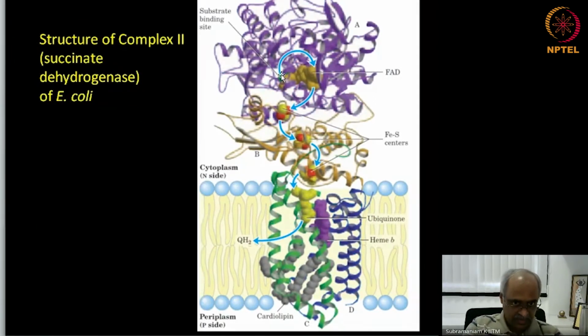So this is the electron flow diagram in complex 2. Complex 2 essentially transfers the electron from succinate to ubiquinone, reducing it into QH2. Complex 1 did a similar thing from NADH to ubiquinone.